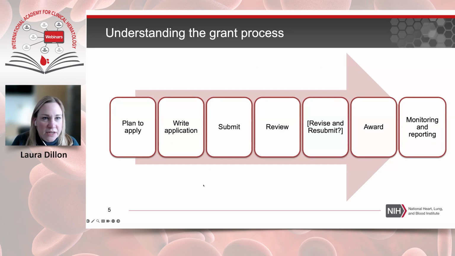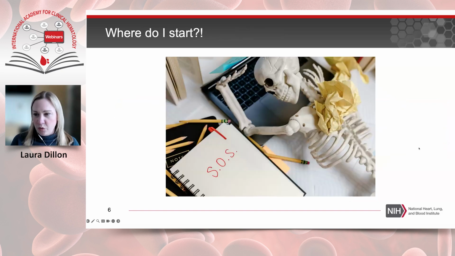So getting started. Here's just a general outline of what the grant process is. First, you'll begin by planning to apply. This will take a lot of time to do research and figure out what you need to do to actually apply for a grant. Then you'll write the application, submit the grant, and then the grant will undergo a review process. Hopefully at that point, it will be awarded. However, oftentimes you might have to revise and resubmit your grant. And then after it is awarded, you'll have monitoring and reporting that are required for your grant.